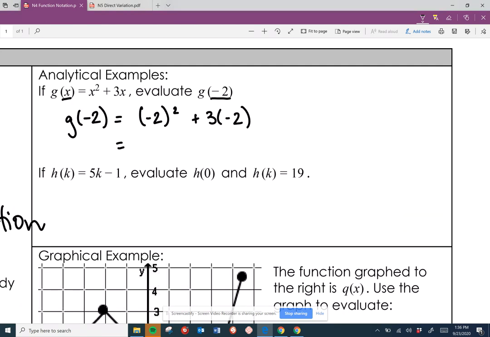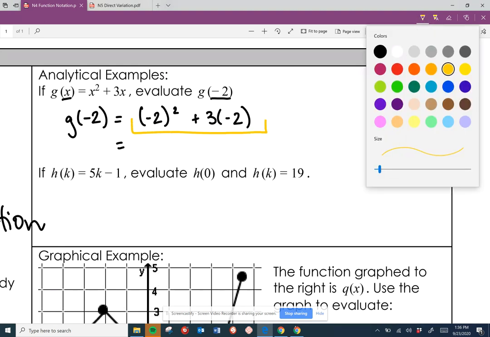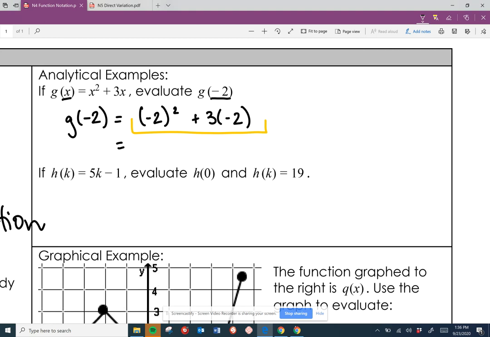If you're using a calculator, you can put everything after the equal sign in your calculator. So that would be this whole thing. Make sure that you're putting your parentheses, or you can also do it by hand. -2 squared is 4, okay, plus 3 times -2 is -6. 4 plus -6 is -2. So that would tell us that g of -2 equals -2.